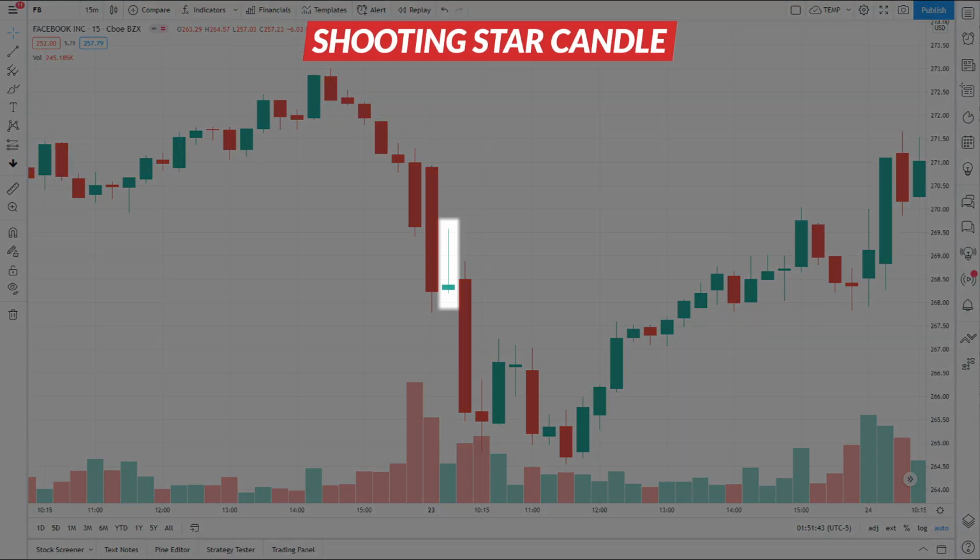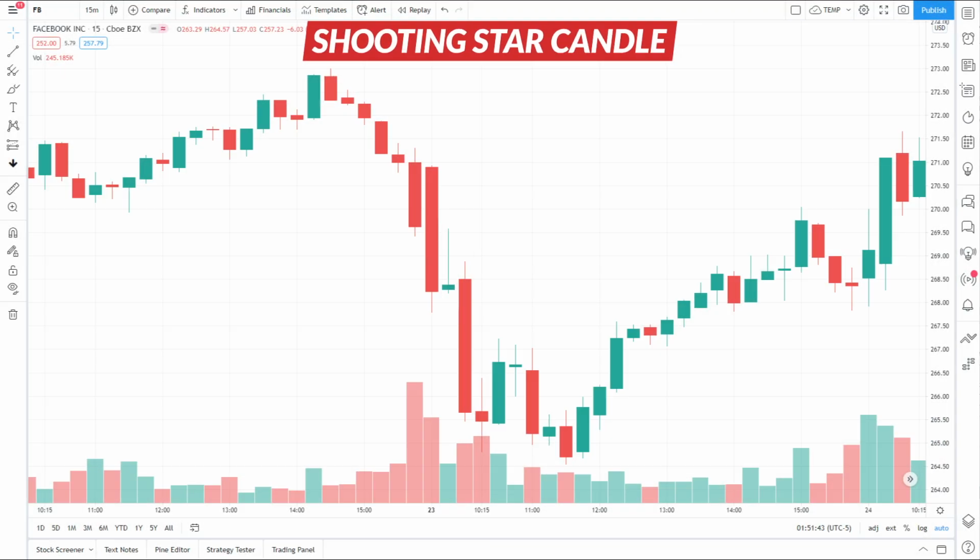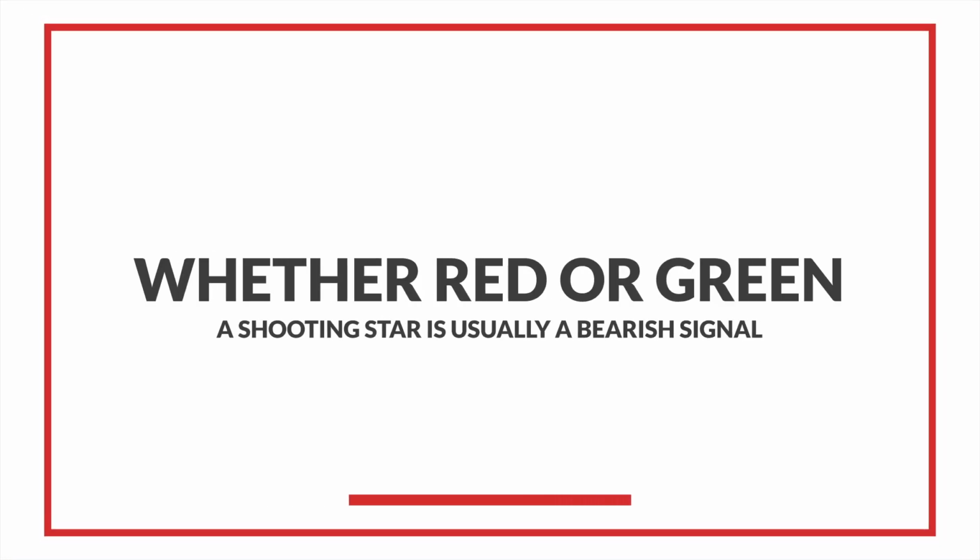This is called a shooting star candle. It is the opposite of a hammer candle. It has a long upper wick and a small lower body. Whether green or red, a shooting star is usually a bearish signal.